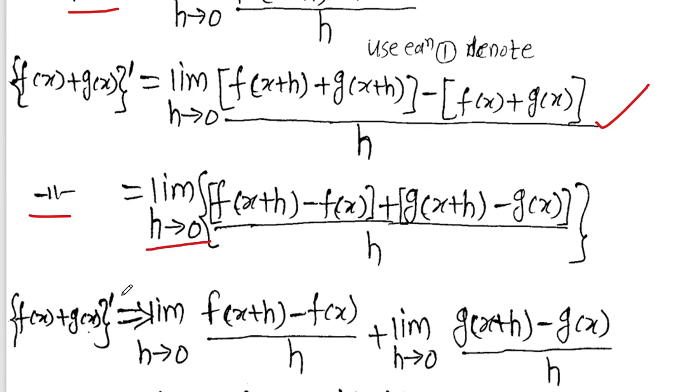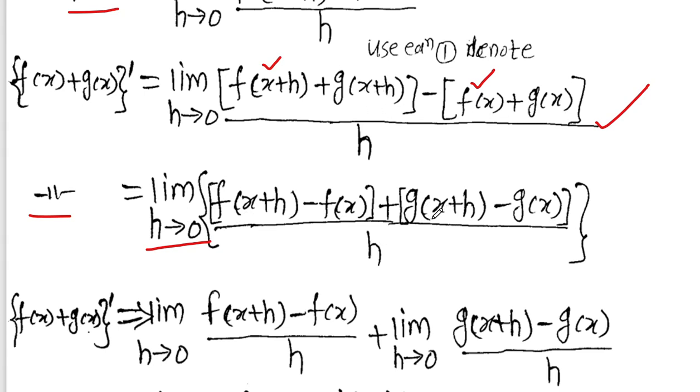Okay, so what is here? We will combine the f terms and the g terms. So f of x plus h minus f of x in the first bracket, and in the second bracket let us combine the g terms, g of x plus h minus g of x.